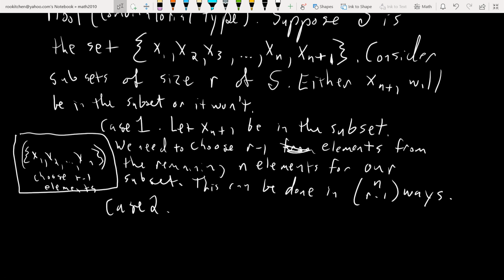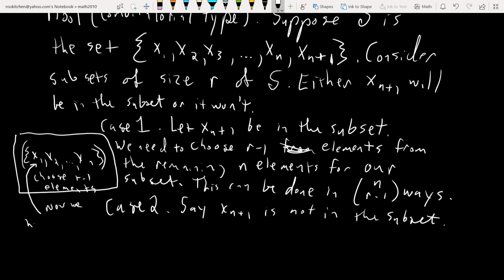Where x sub n plus 1 is not in the subset. So say x sub n plus 1 is not in the subset. In that case, it's almost exactly the same as this case. We've removed x sub n plus 1 from the set, so we only have n elements left to choose from. And now, because we're not including x sub n plus 1, there's actually r elements to choose. Or maybe I should just write it in the proof, right? So say x sub n plus 1 is not in the subset.